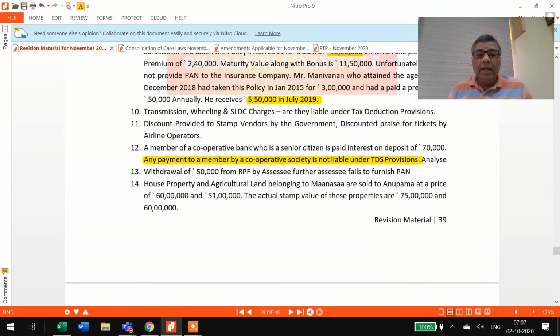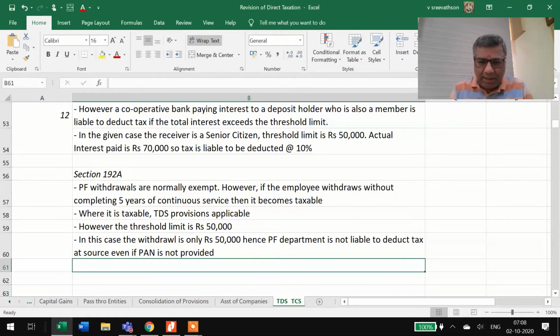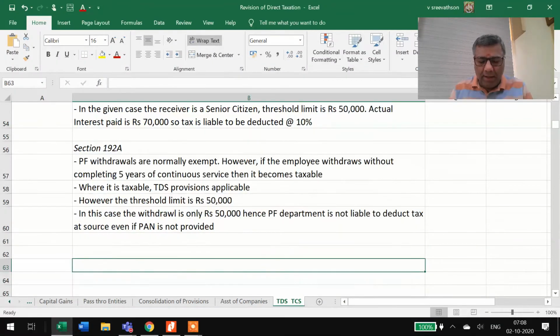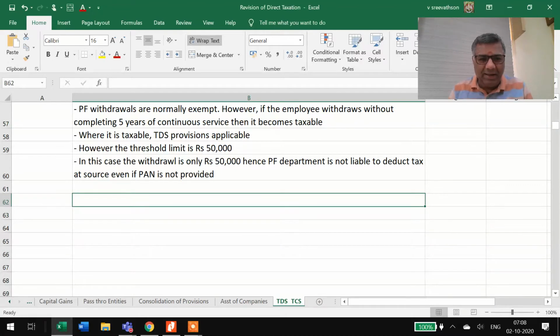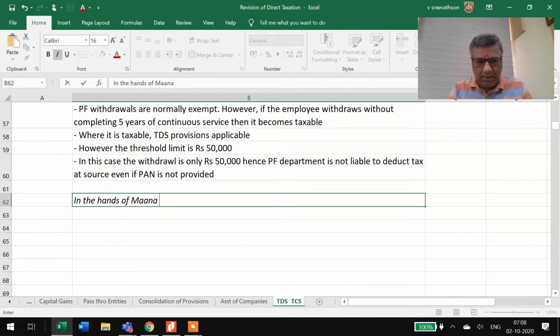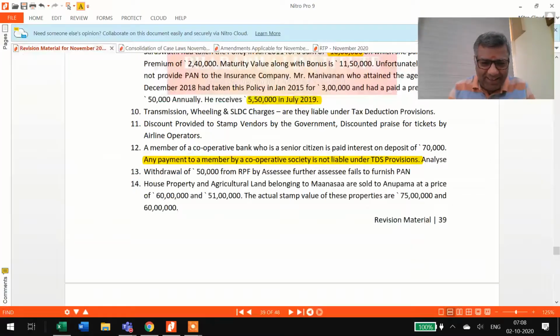House property and agricultural land belonging to Manasa are sold to Anupama at a price of rupees 60 lakhs and 51 lakhs. The stamp value of these properties are 75 lakhs and 60 lakhs. A comprehensive understanding, in the hands of Manasa.